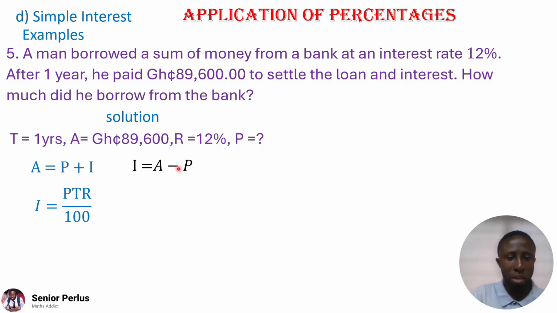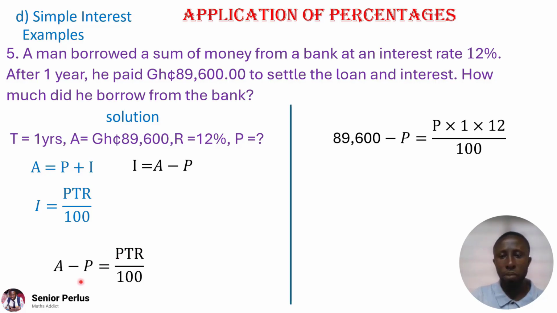I is A minus P, so that things will be easier. So A minus P. Then we use this formula. Since I know the amount, I know the time, I know the rate, I don't know the P, then I can make the P the subject and find the P. Good. So this is it.